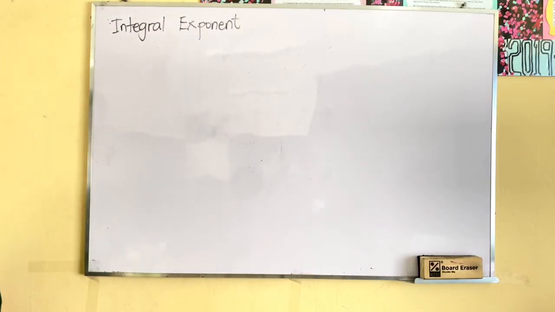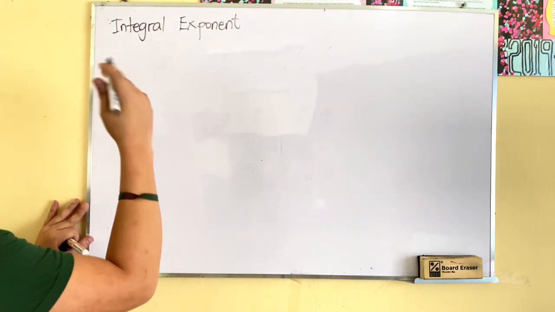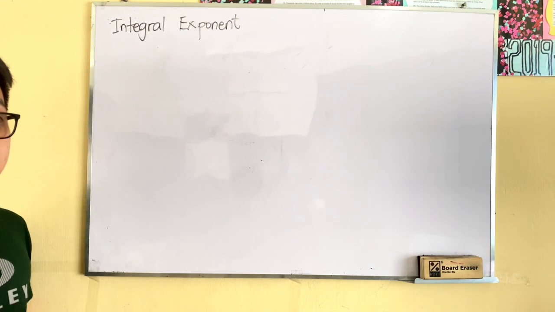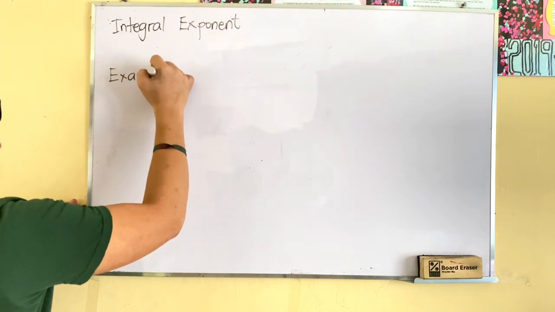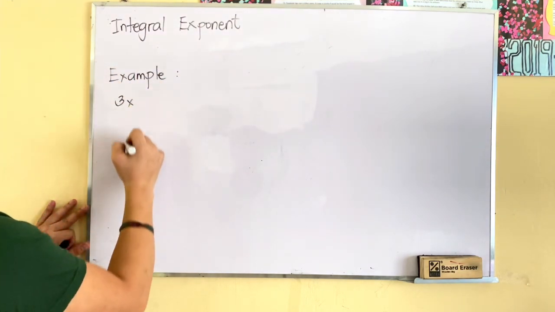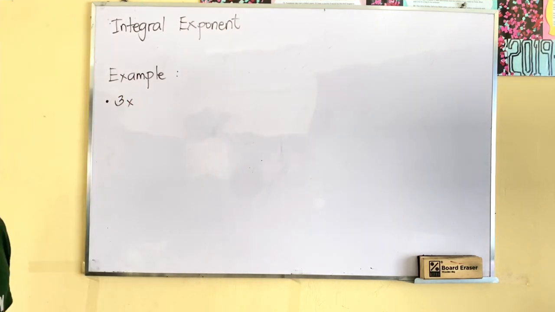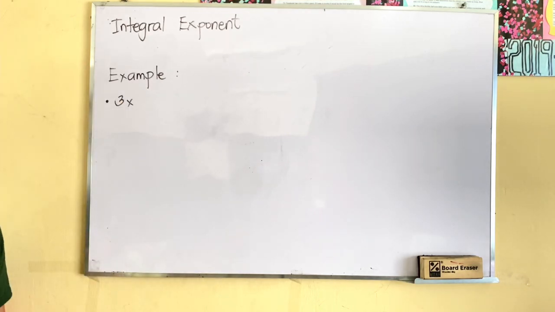Okay, our next topic will be the integral exponent. An expression has an integral exponent if the exponent is either a positive or negative integer. For example, let's put 3x. Is it an integral exponent? Yes, of course. It has an integral exponent, because the 3 is raised to 1 and the x is raised to 1. It is a positive or negative integer.